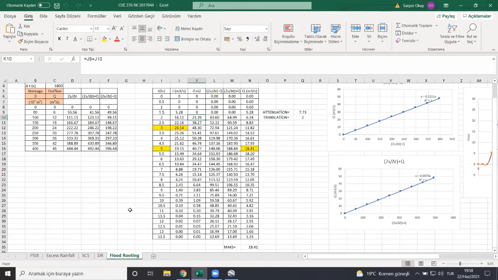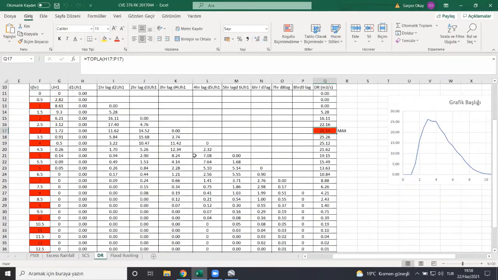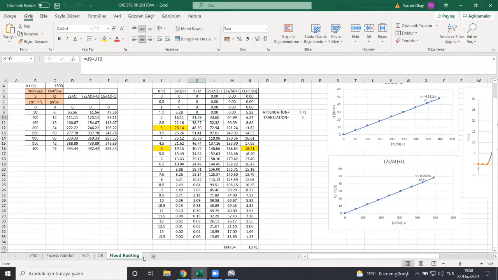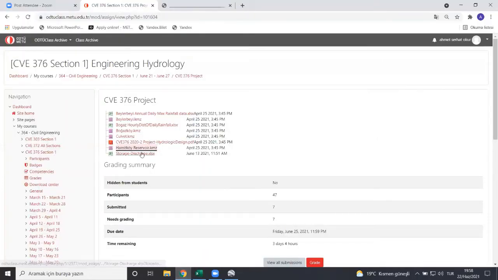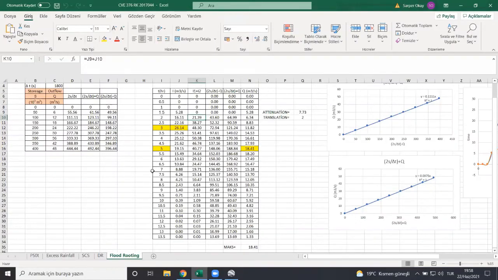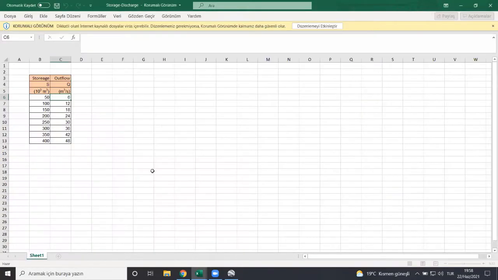And after you finish this flood routing, you can start writing your reports. You can finish this process in one day. I don't want you to get low grades from this project. Actually, this is an easy project. So once you get this direct runoff values, the next step is to apply flood routing. For the flood routing part, the storage discharge values are given to you. Okay, like this.